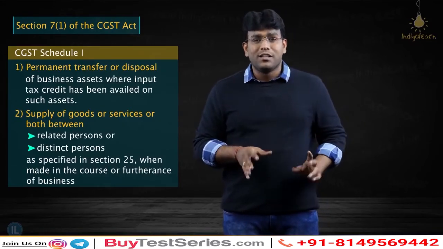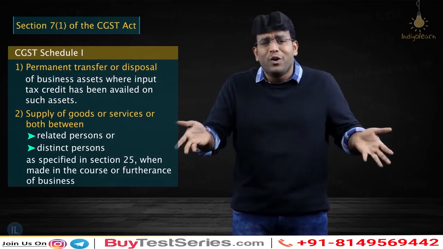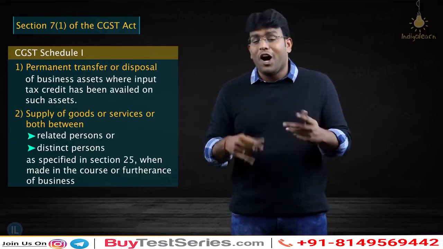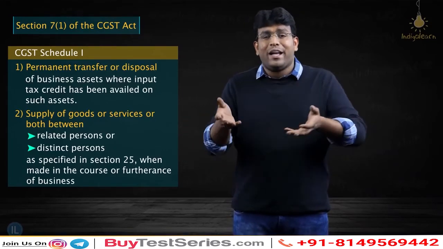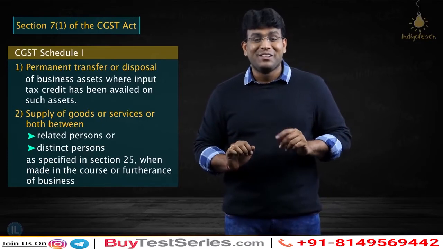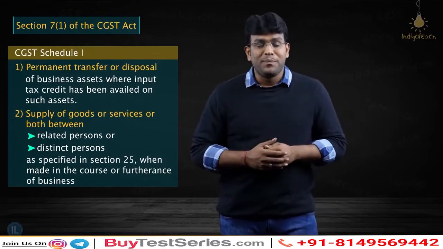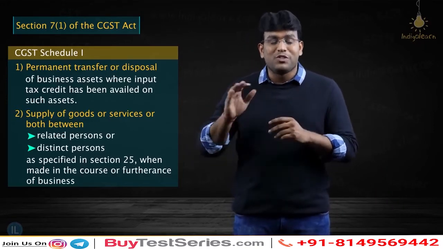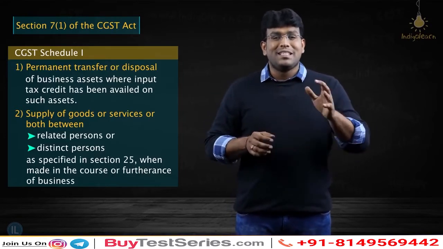Now a student will get one doubt. Sir, imagine on that phone you have not taken credit. Is it supply, sir? My answer is of course no. Because what did the law clearly say? Permanent transfer or disposal of a business asset on which ITC is claimed. Only then do we call it supply. If on the phone I don't claim ITC and I donate that phone, it cannot be called supply. So that's the story of the first point in section 7(1)(c): permanent transfer or disposal of a business asset on which ITC is claimed. Now moving forward, the second point.